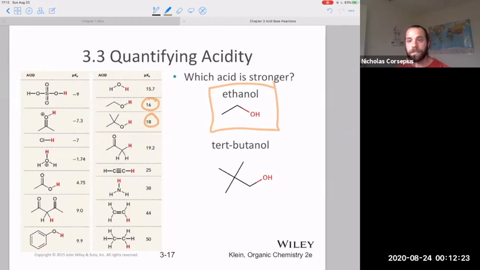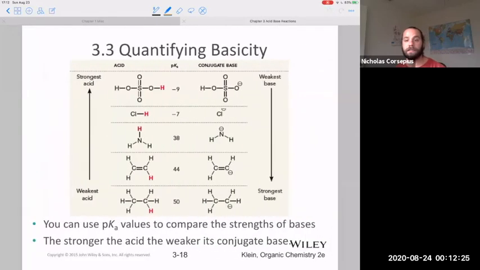But we can actually use it to tell relative basicity as well. One of the things you're going to hear me say over and over again is if you're a really good acid, then your conjugate base is a really crappy base. Okay, these two go hand in hand with one another. The strongest acids have the weakest conjugate bases. And likewise, the weakest acids have the strongest conjugate bases.